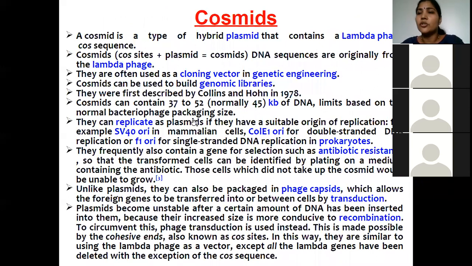We'll learn shortly about the cosmids, the BACs and YACs as well in our next lecture.